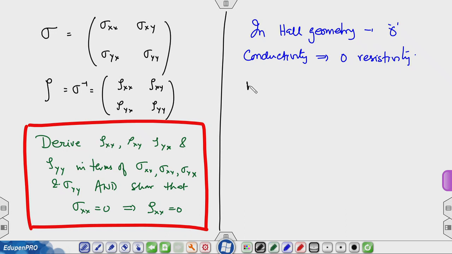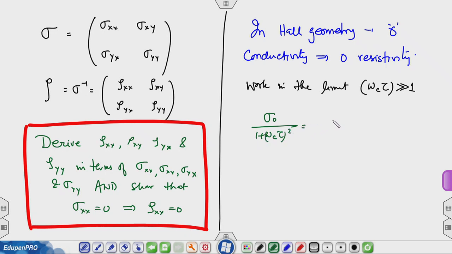So, I am going to work in the limit omega c tau much greater than 1, and I will show all this, but I do want you to work out the general thing. In this limit, sigma naught over 1 plus omega c tau square will become proportional to tau over tau square omega c square, which goes to 0 as omega c tau goes to infinity.